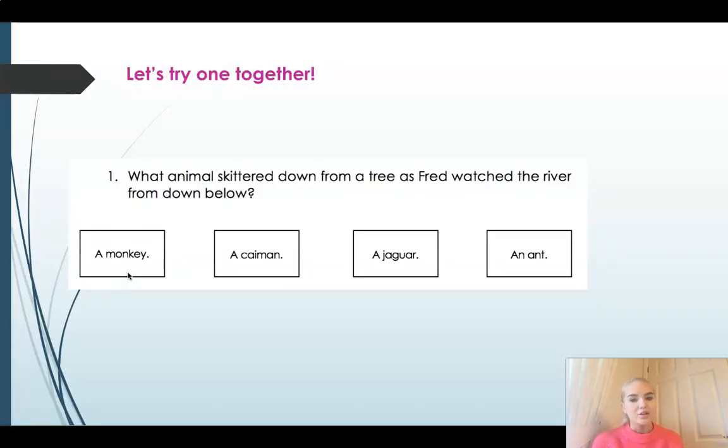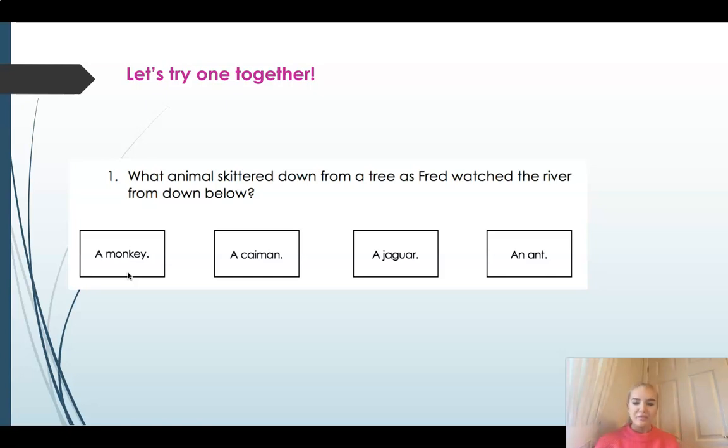So we're going to look at 2 examples today, and this one we're going to look through together. So my question, first of all, I'm going to start by reading it to really understand and think about my possible answers. So my question is, what animal skittered down from a tree as Fred watched the river from down below? Was it a monkey? Was it a caiman? Was it a jaguar? Or was it an ant?